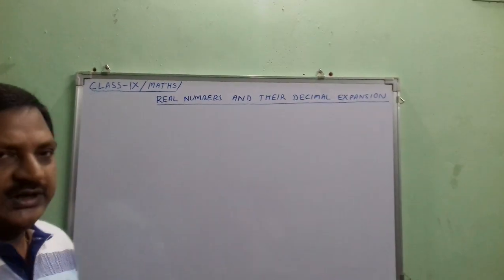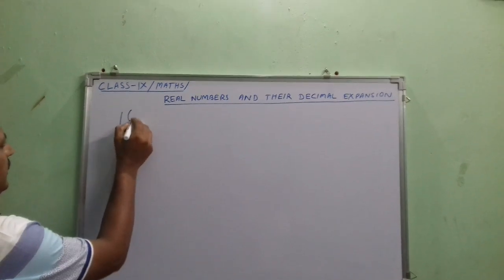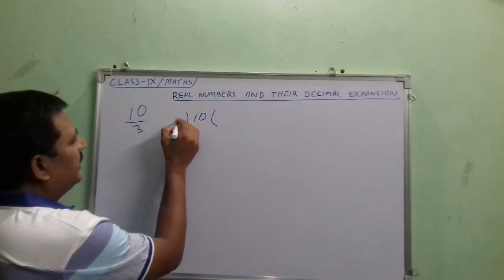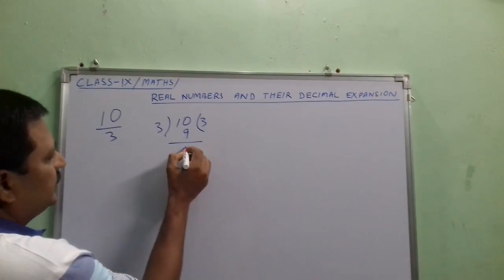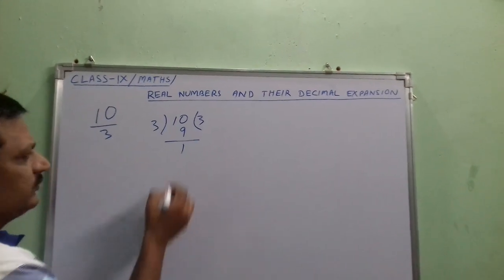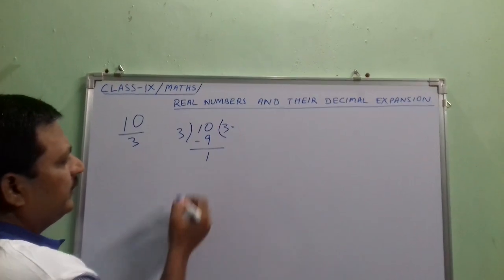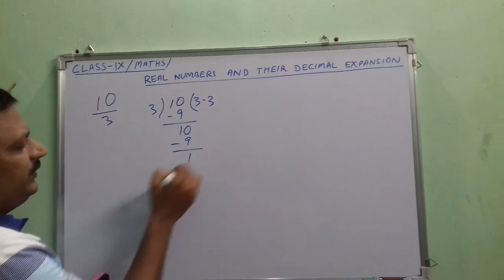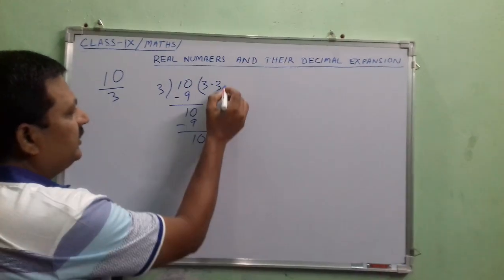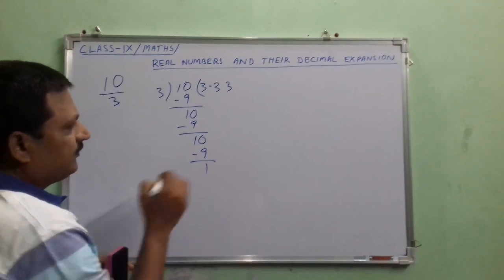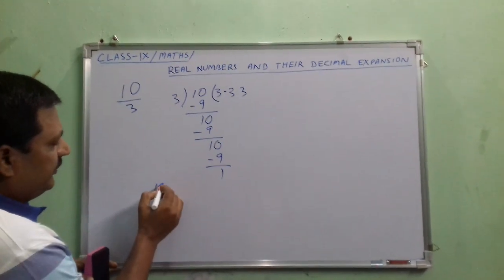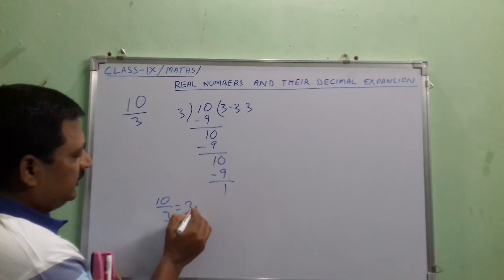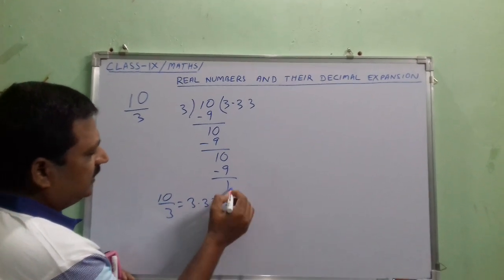Let us take one example, 10 by 3. If we divide 10 by 3, then what we get? You see, the remainder here becomes 1. Again, if I put the decimal here, take 0, again take 3, this will give you again remainder 1. So the same thing is being repeated, you see. So in this expansion, we have 10 by 3 equal to 3.333 and this will continue.